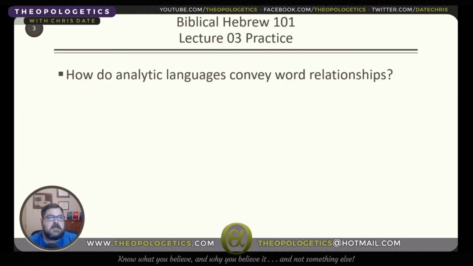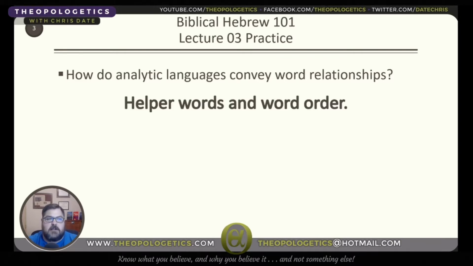All right, first question. How do analytic languages convey word relationships, or relationships between words, with helper words in word order?